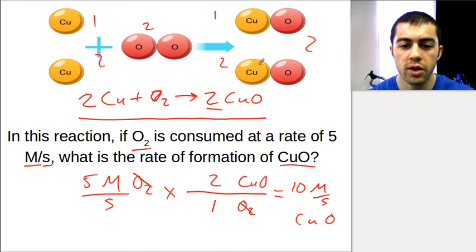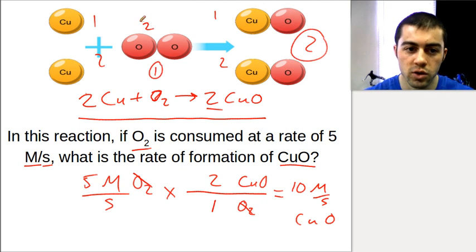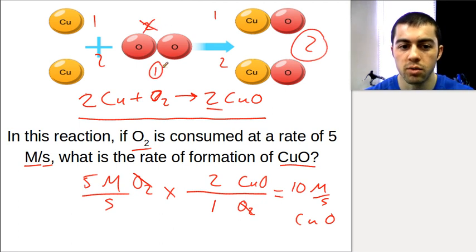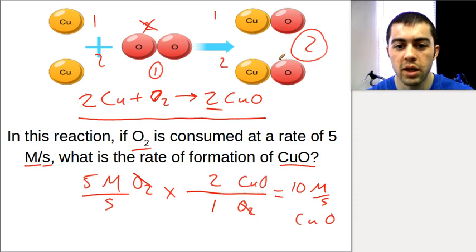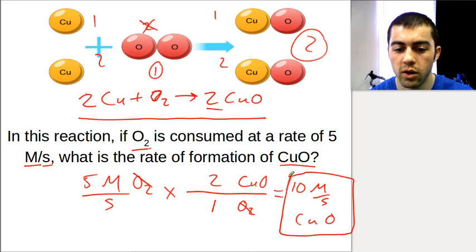So because the rate of formation of CuO, we're making this at twice the rate that we're using up oxygen, because again we have 2 of these and only 1 oxygen molecule. There's 2 atoms here, but 1 oxygen molecule, which is the molecules that we're looking at. So we're making the CuO at twice the rate that we're using up the oxygen. So we again just use the coefficients just like we did with the stoichiometry conversions, and here we get 10 molar per second for the rate of copper oxide here.